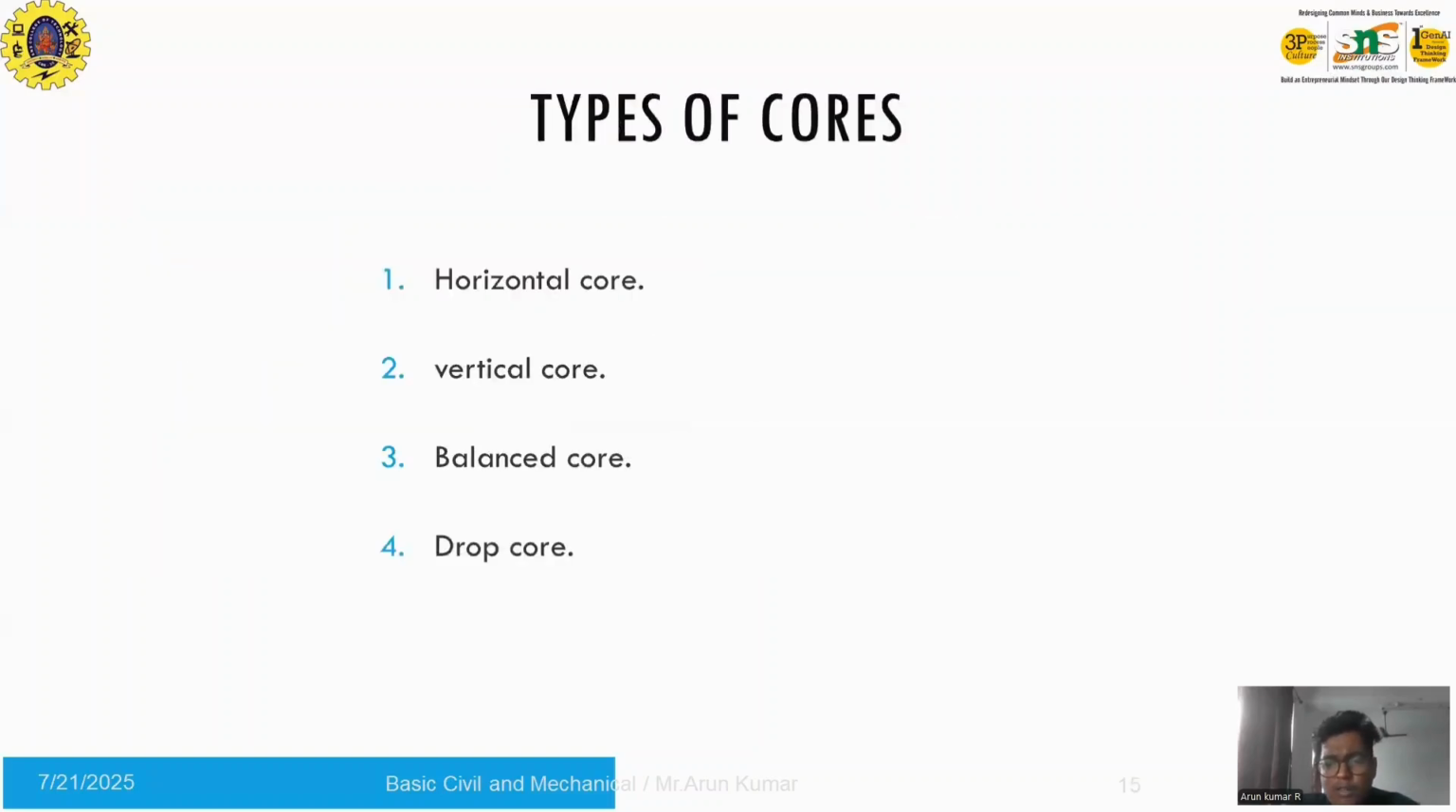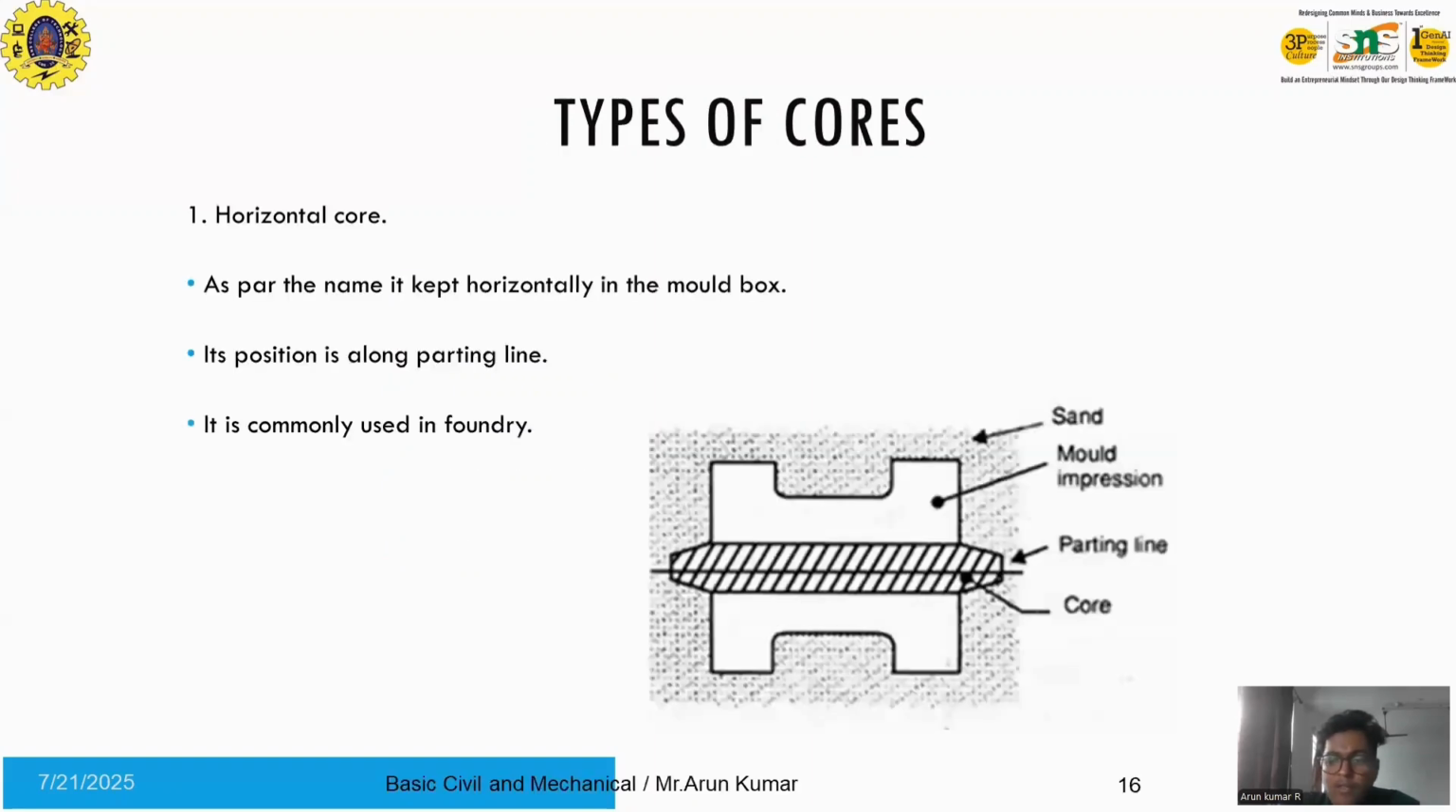Now we will discuss the core types. The first one is the horizontal core, then the vertical core, the balancing core and the drop core. The horizontal core, as per the name, is kept horizontally in the mold box. It is positioned along the parting line. It is commonly used for cylindrical bores.